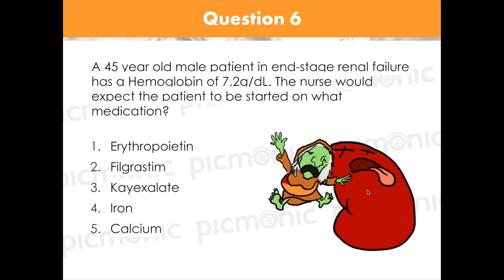A 45-year-old male patient with end-stage renal failure has a hemoglobin of 7.2. The nurse would expect the patient to be started on what medication? Oh, crap. That's what you need to say, right?